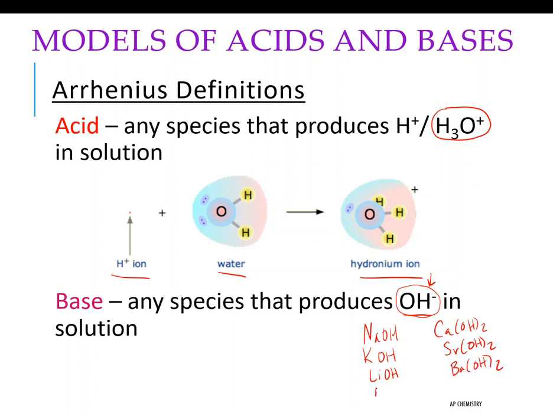The rest of the alkali metals too, like rubidium hydroxide, although we don't really use rubidium or cesium hydroxide, because they're getting into super heavy metals. We basically stick to these three if we're doing stuff with hydroxide. These would be the ones we would consider Arrhenius bases because they produce hydroxide in solution.